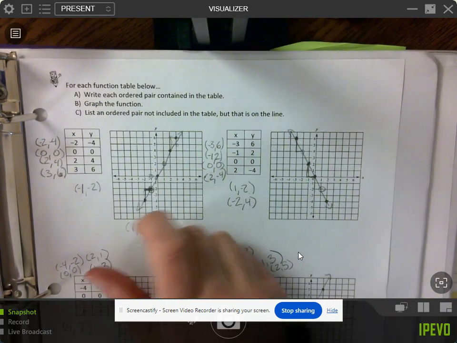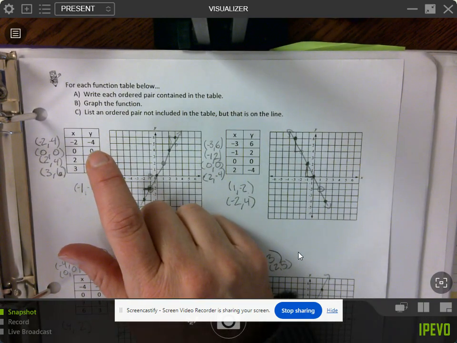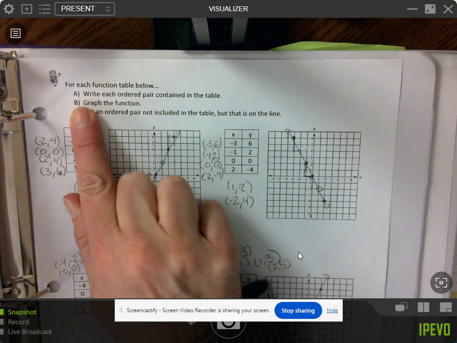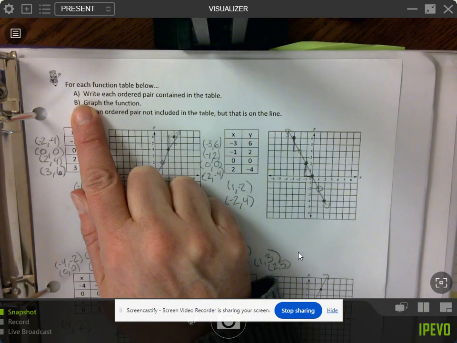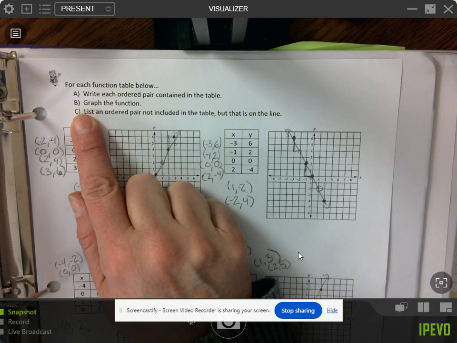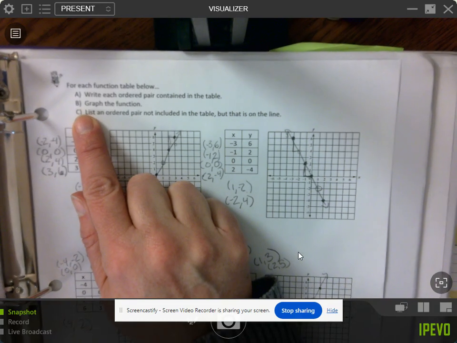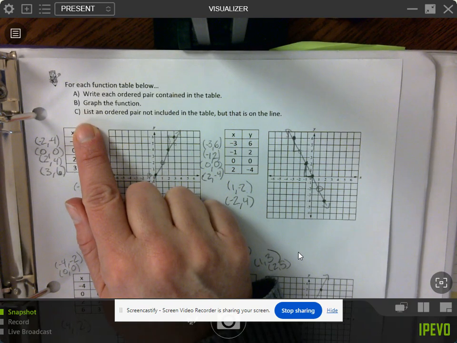So remember what we were doing was using different steps that we have done, different objectives, and putting them together into one. Our first thing we had to do was make ordered pairs out of our table, X first, then the Y. Second step was to graph our ordered pairs and connect them with a line. And the third step was to use the slope to find another place on the line, another ordered pair. That's the part that a lot of us had questions about yesterday.